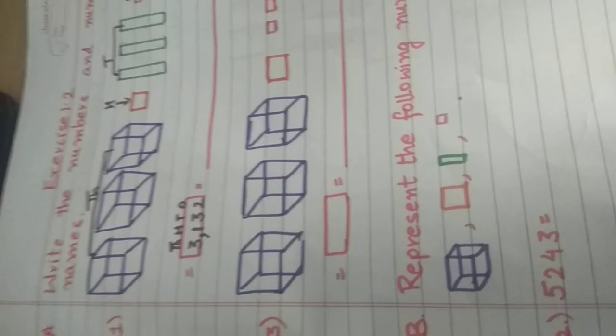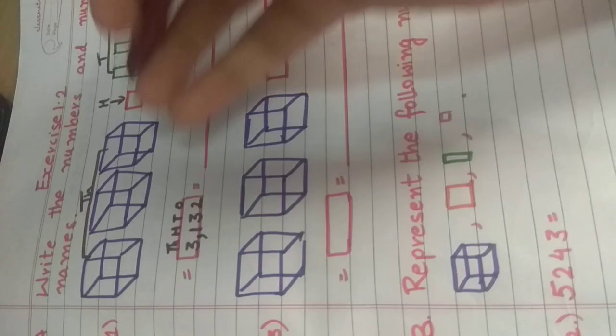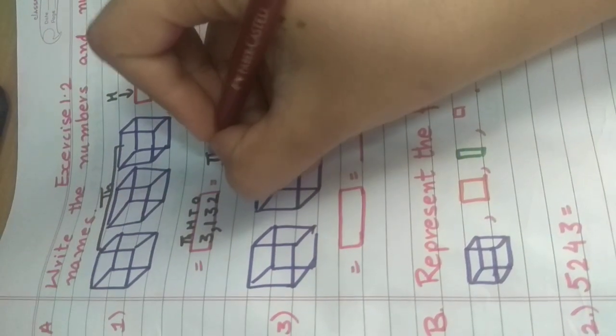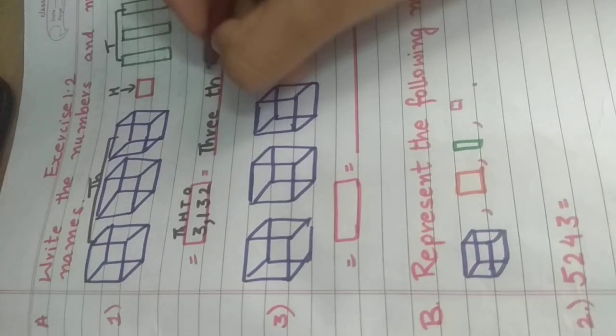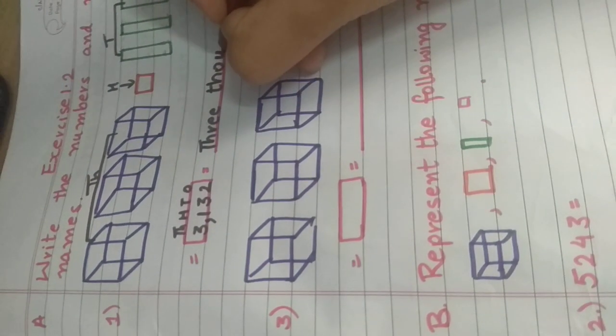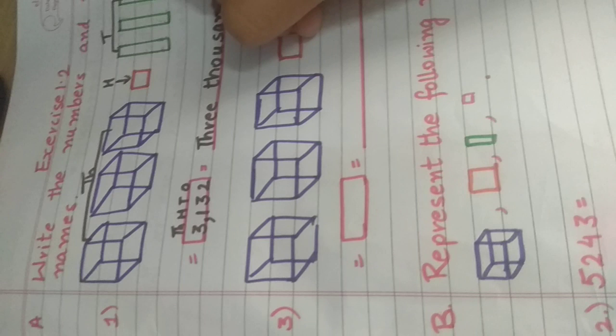So what is the number formed here? Let us write it down. 3000. THREE. What is the spelling of thousand? THOUSAND.